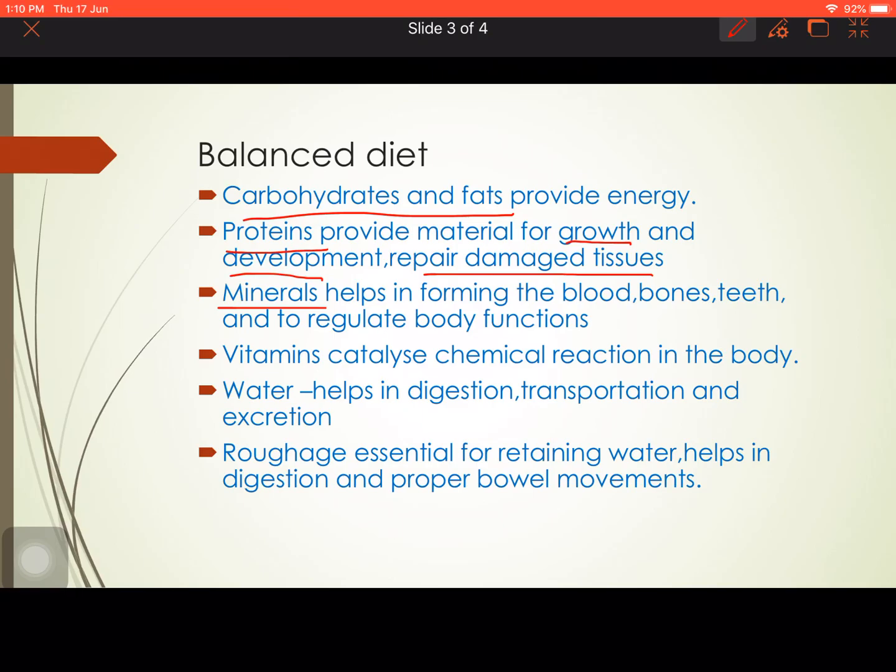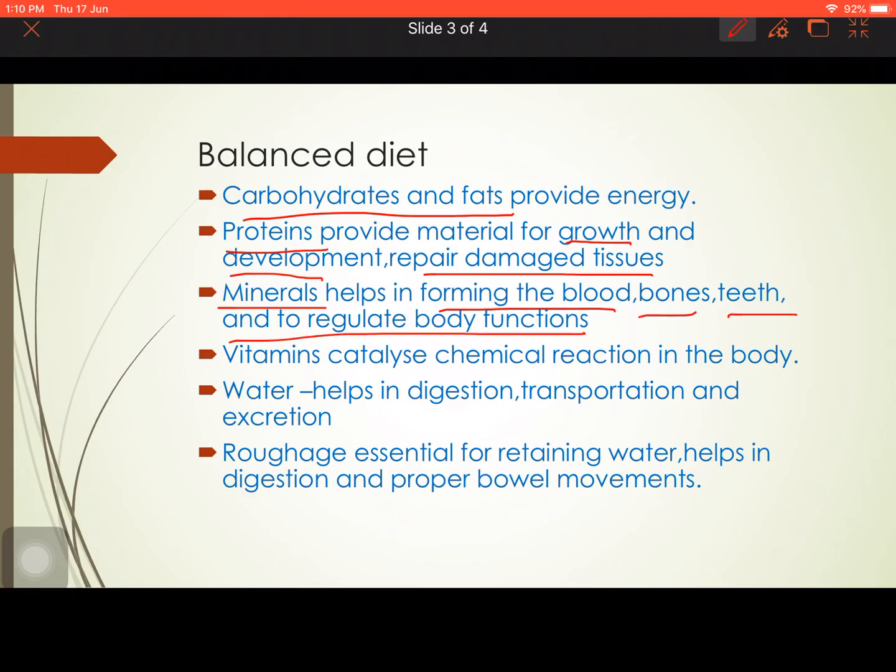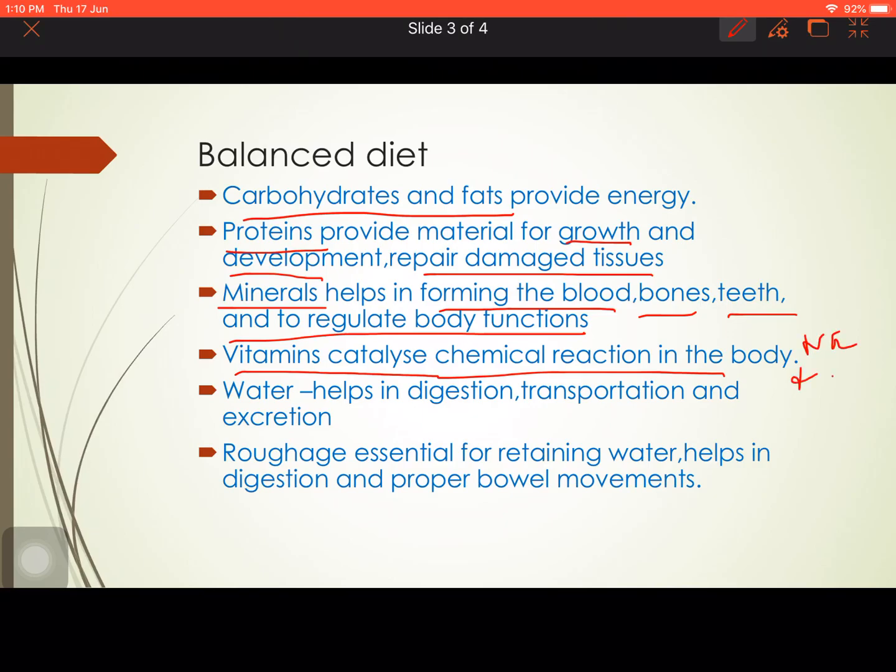Now, water helps in digestion, transportation and excretion. I have told you that water is life. It has many important functions in our body. Apart from washing and cleaning, water is important for each and every biochemical process in our body. So water is helping us in digestion, in transportation and in excretion.